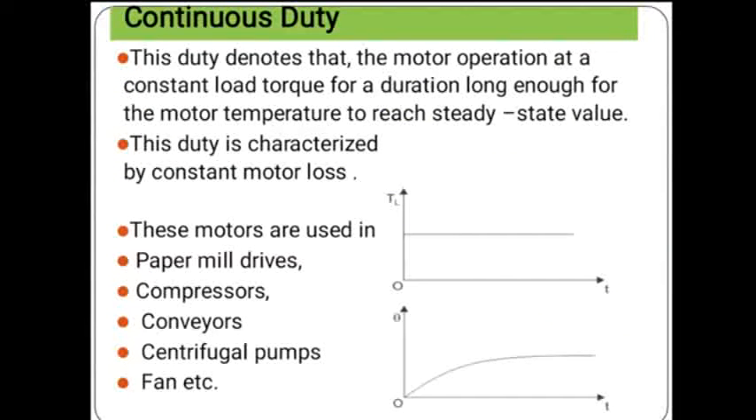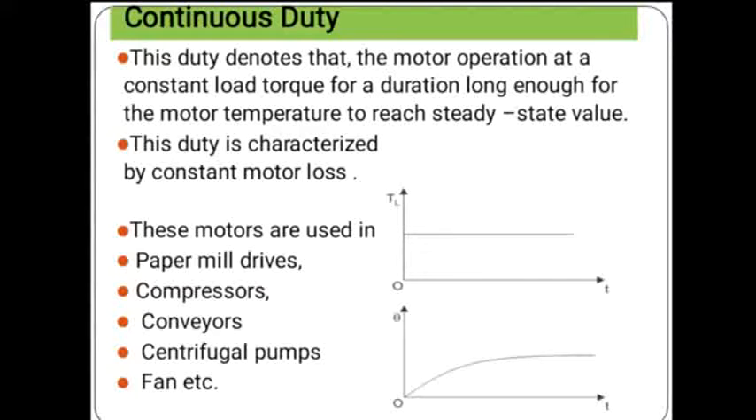So first one is continuous duty. This duty denotes that the motor operates at a constant load torque for a duration long enough for the motor temperature to reach steady state value. That means this duty is characterized by constant motor loss.